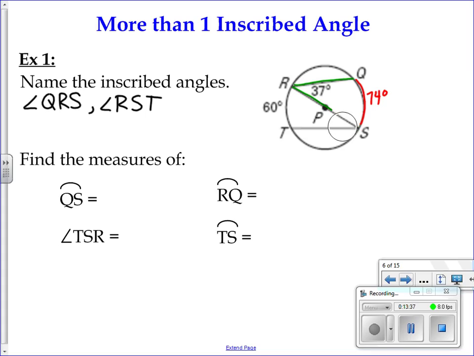All right, let me switch gears and focus on that other inscribed angle. So I don't know the angle, but you'll notice I do know the arc that it's opening up to at 60. So I'm going to work backwards. If we have the arc, we're going to divide by 2 to get that angle. So this angle is 30 degrees.